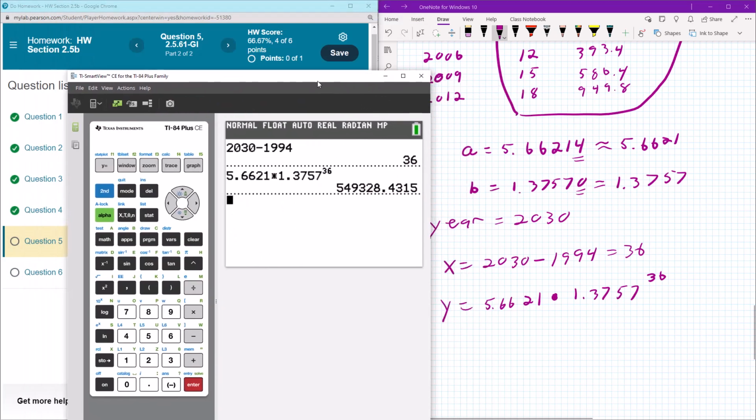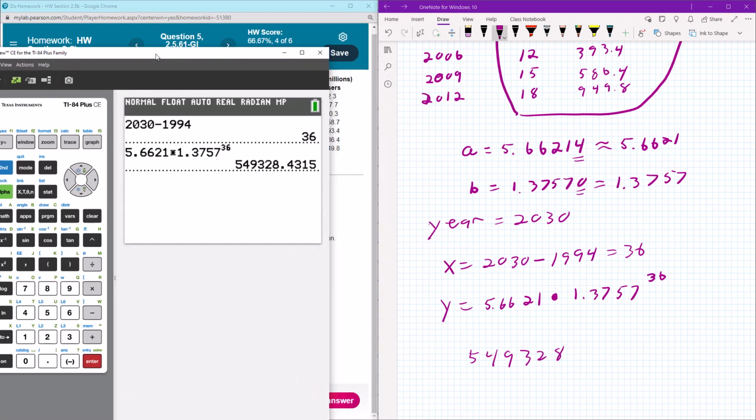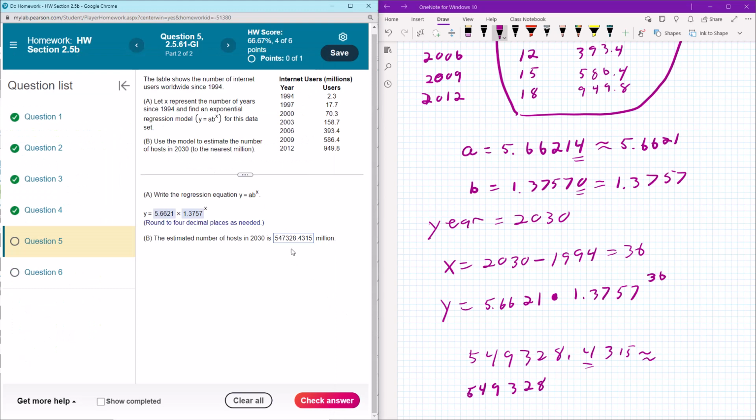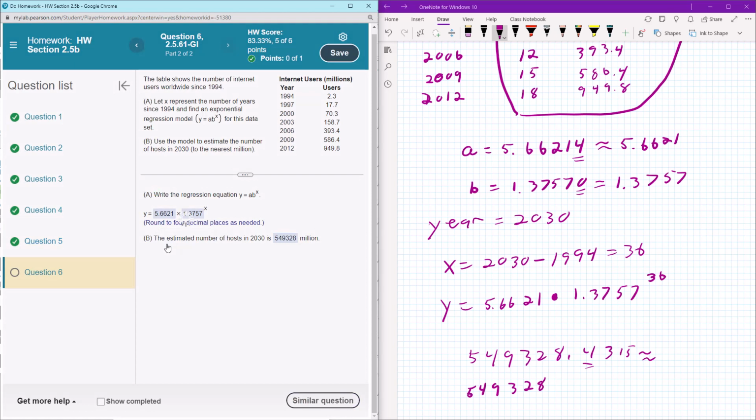However, they want this to the nearest million. And what do we have? We have 549,328.4315. Now notice here, that's less than 5. So this is going to round to, well, over here, 549,328, which is what our answer should be. 549,328. And there you go. That is your answer. Okay, moving on to our last problem.